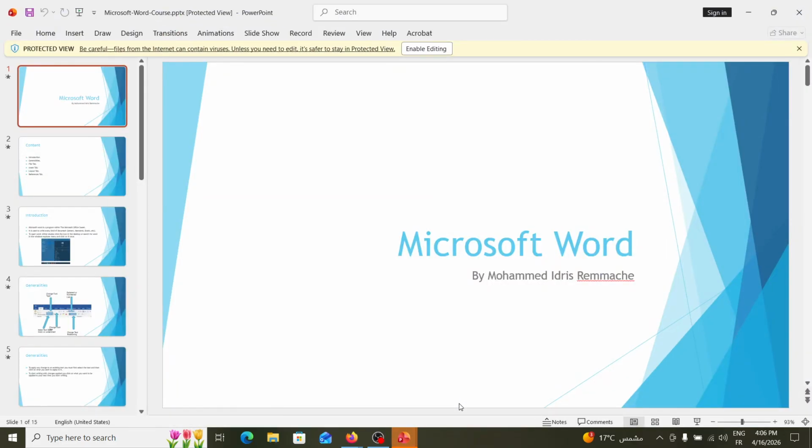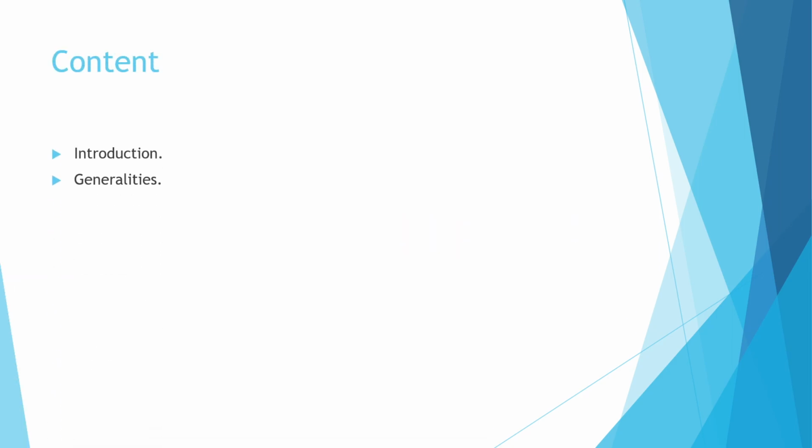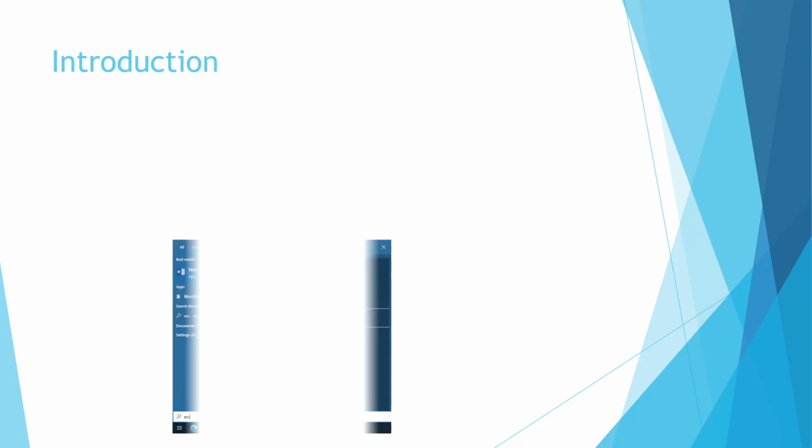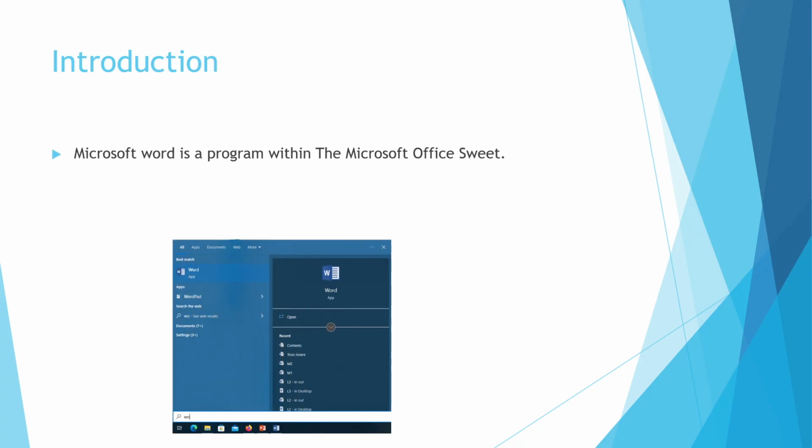Microsoft Word course, and then let's, for example, view it. Here we have Microsoft Word by Mohammed Idris Ramash. Then we have the content, an introduction, general stuff, file tab, insert tab, layout tab, references tab. Okay, an introduction.